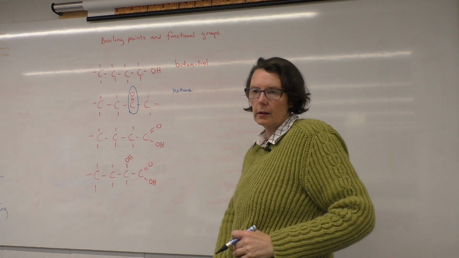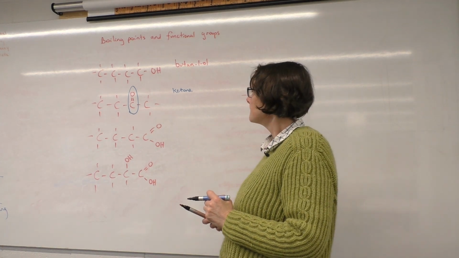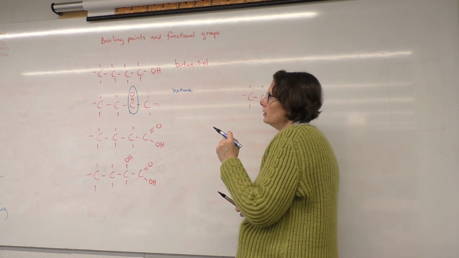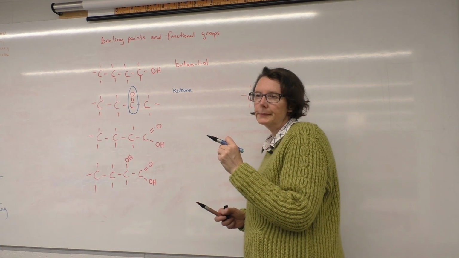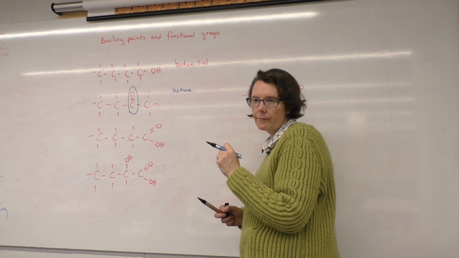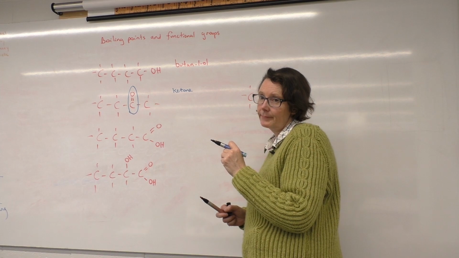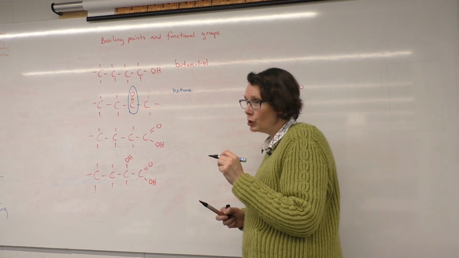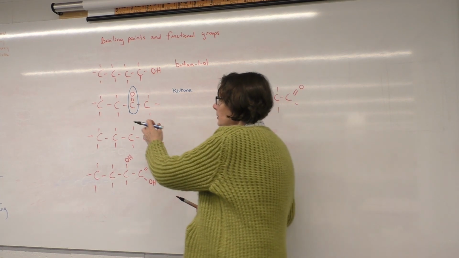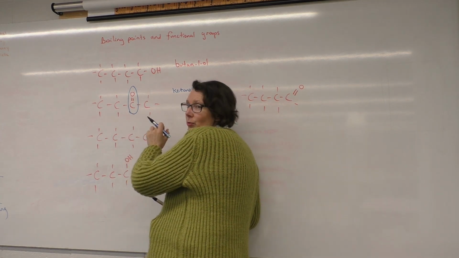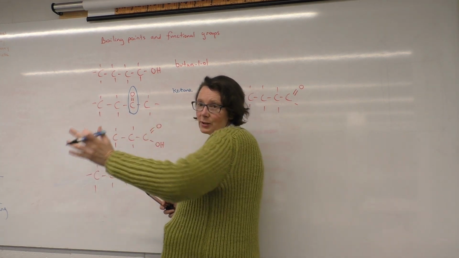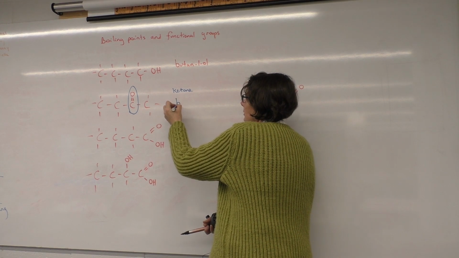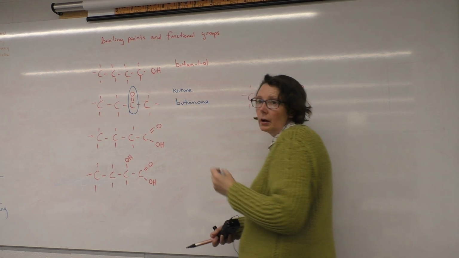And what's its name? We don't actually need a number. Why don't we need a number? Because it doesn't matter if it's in position 2 or 3, it's the same. It can't be on the end. If it's on the end, it's no longer a ketone. So therefore it has to be in the middle, and it doesn't matter which way I've drawn it because I can just rotate the molecule and it's around the other way. So this one's name is butanone.